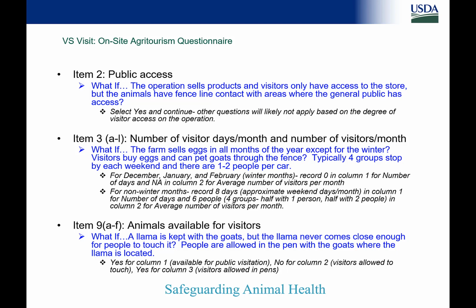What if a llama is kept with the goats, but the llama never comes close enough for people to touch it? People are allowed in the pens with the goats where the llama is located. So for example, in F, we would write other animal species, and you'd specify llama. It would be yes, it's available for public visitation. No for column 2 because they can't ever touch it. And then visitors are allowed in the pen, so yes there.